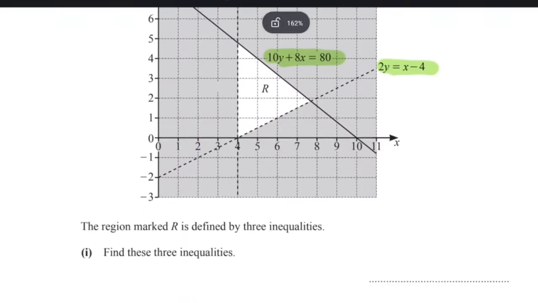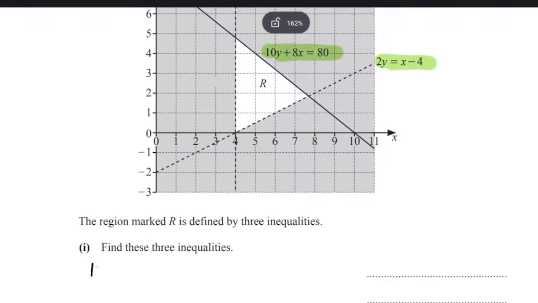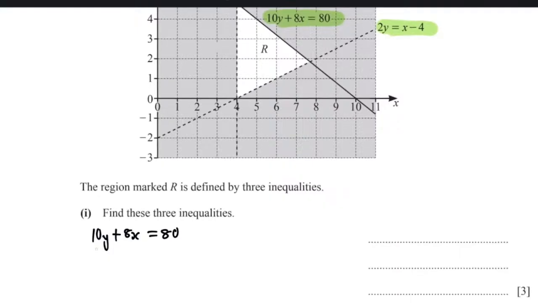So you write 10y plus 8x is equal to 80. You take 8x to the other side, you get 10y is equal to... oh, sorry, how did I do that?